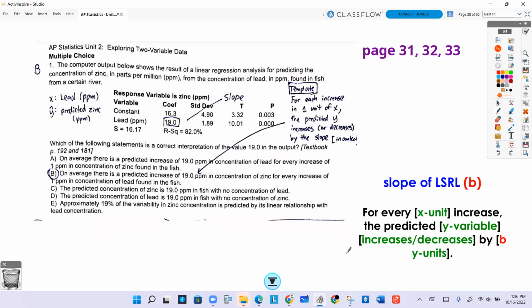Remember, for slope, we have an interpretation as x increases by 1 unit, the predicted y variable increases or decreases also by whatever the slope value is. So in this case, on average, there is a predicted increase of 19.0 parts per million in concentration of zinc, and that's your y value, for every 1 unit of 1 parts per million in concentration of lead found in fish. So this is the correct interpretation based off of what we know about slope.